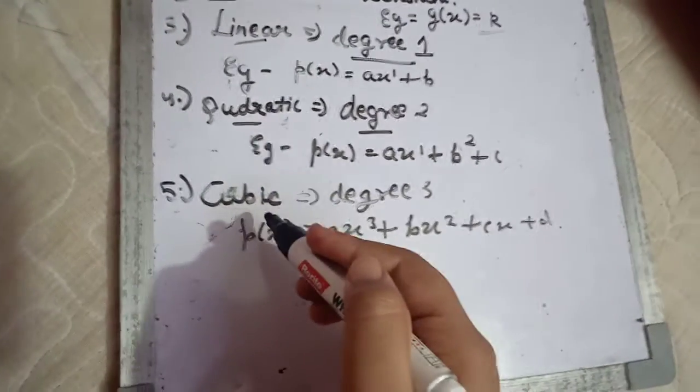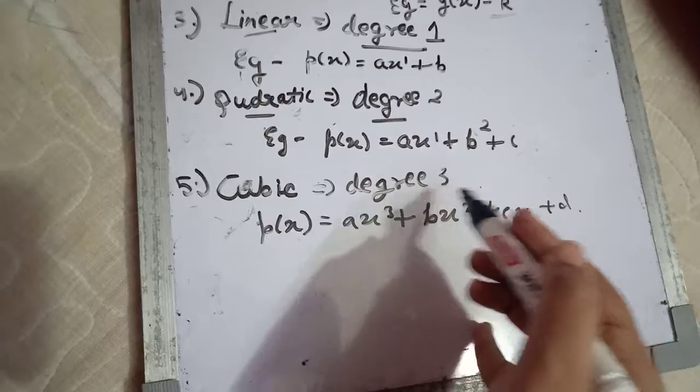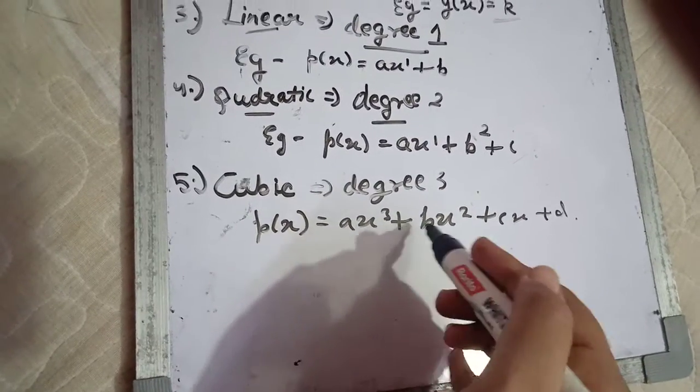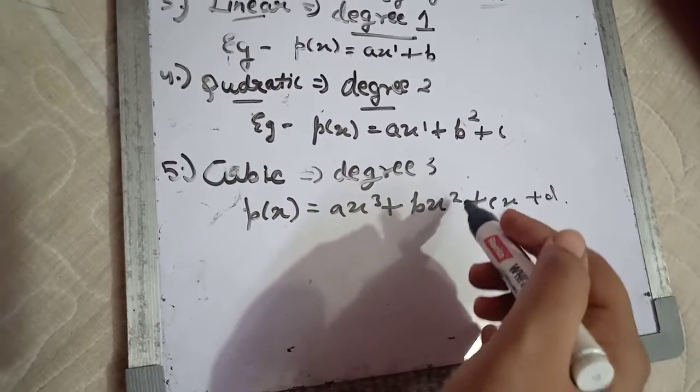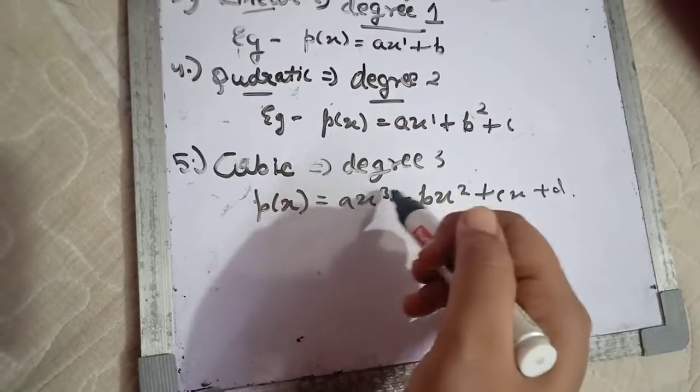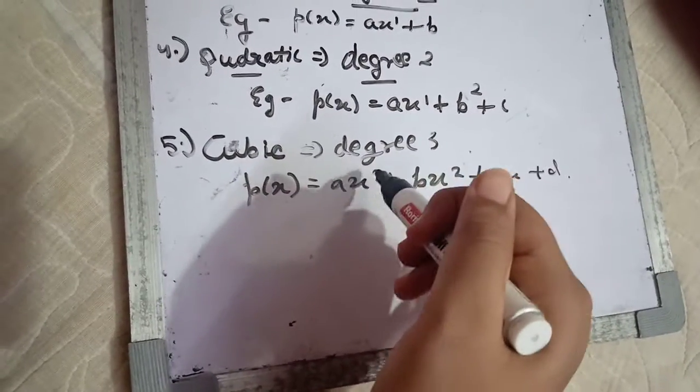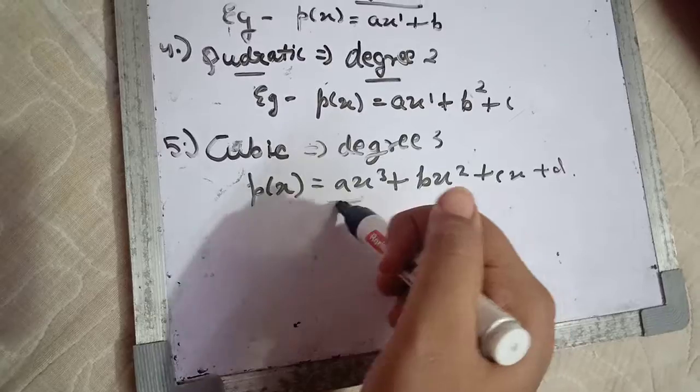Now fifth point is cubic. Now cubic is degree 3. p of x is equal to ax cube plus bx square plus cx plus d. So the highest power is 3, so it is the cubic.